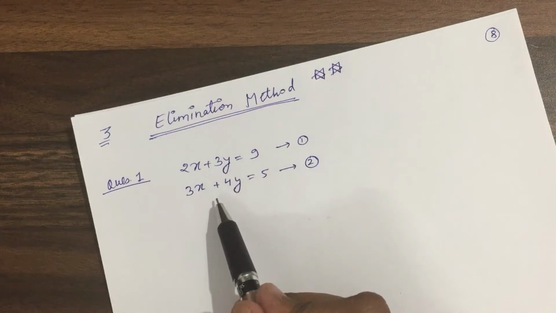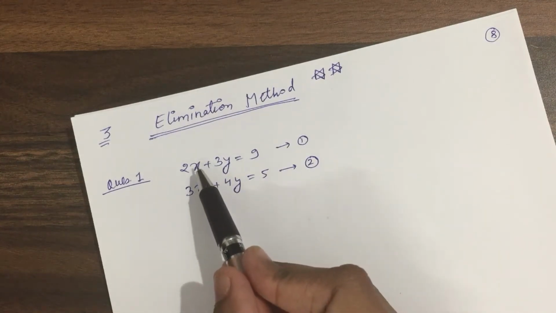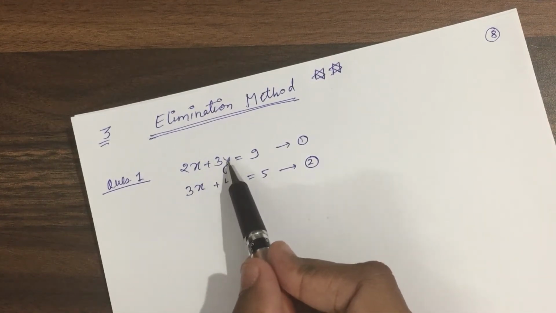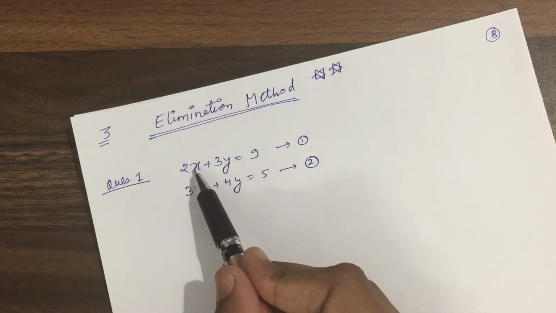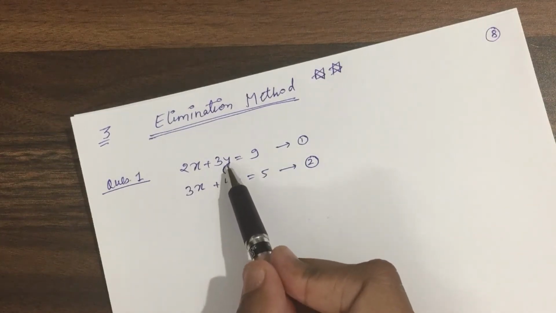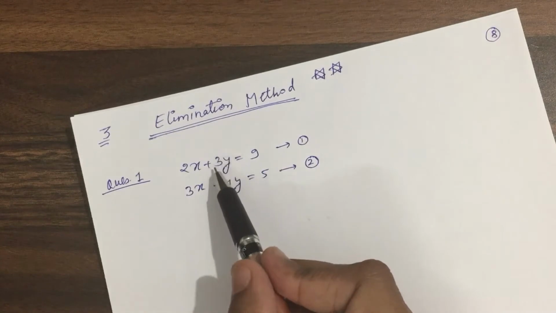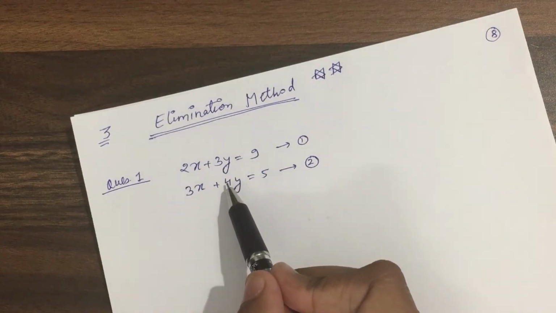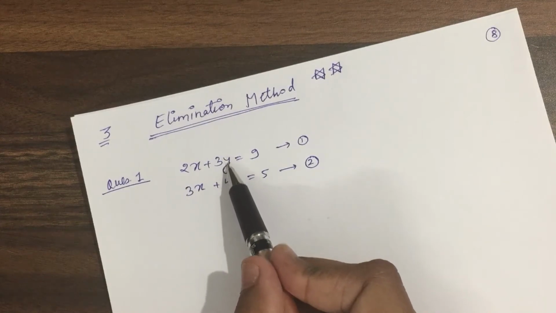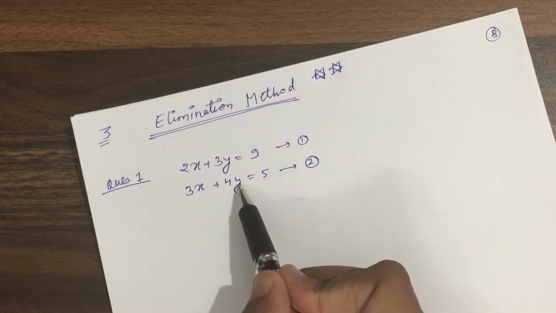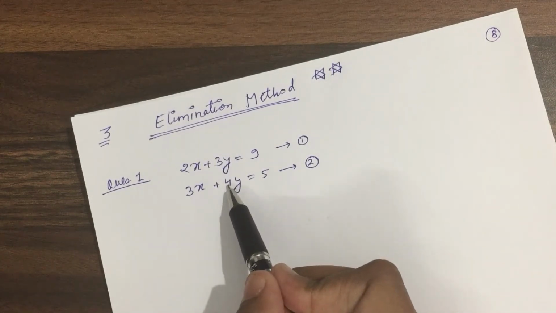Now in order to get the value of variable x, we need to eliminate variable y, or in order to get the value of y, we need to eliminate the variable x. So suppose we want to eliminate y, then how will we do it? We make the coefficients of both y the same. Here the coefficient of y is 3 and here the coefficient of y is 4. So the idea is to make both coefficients the same.